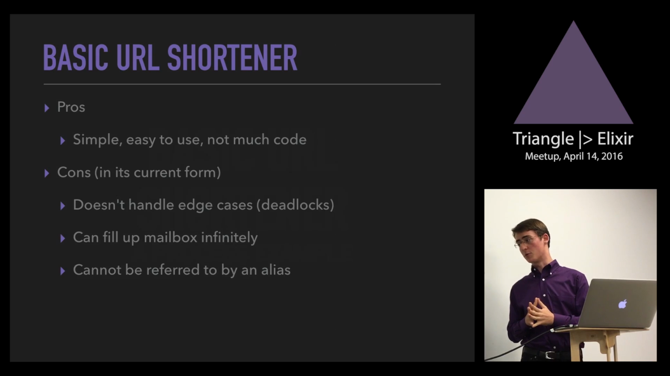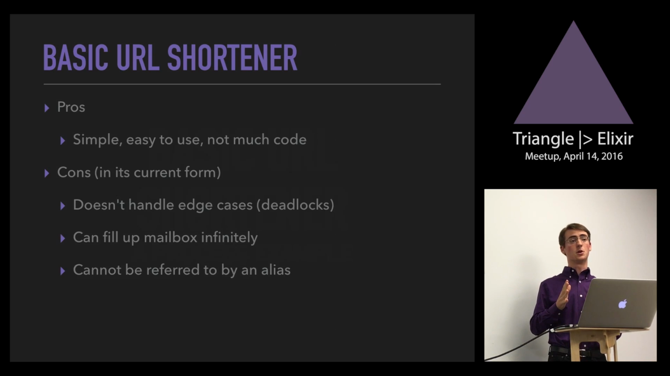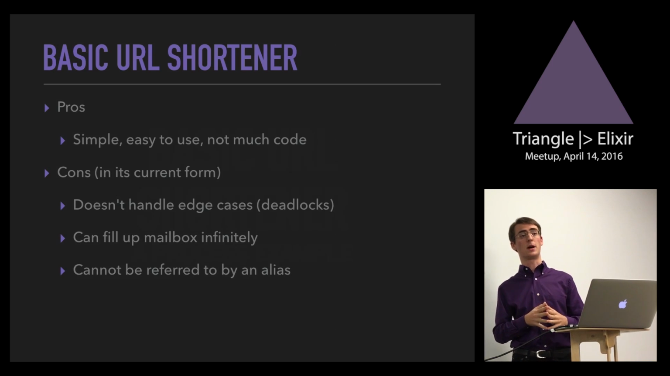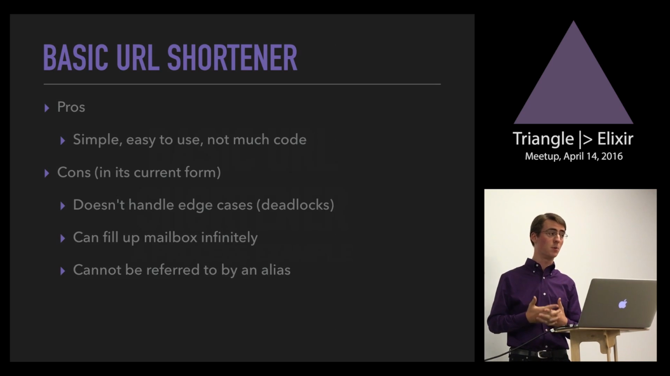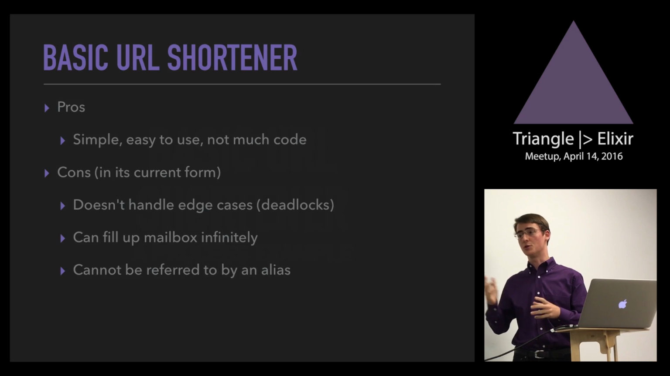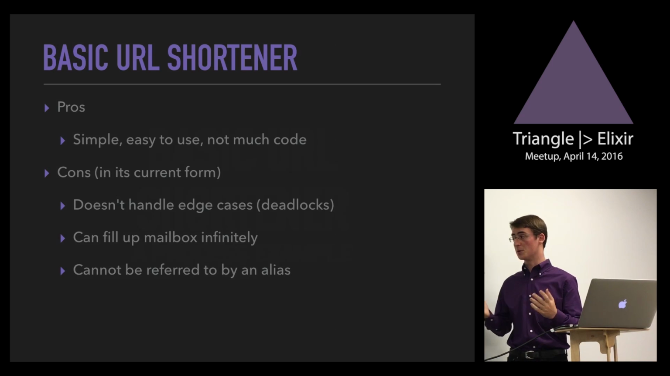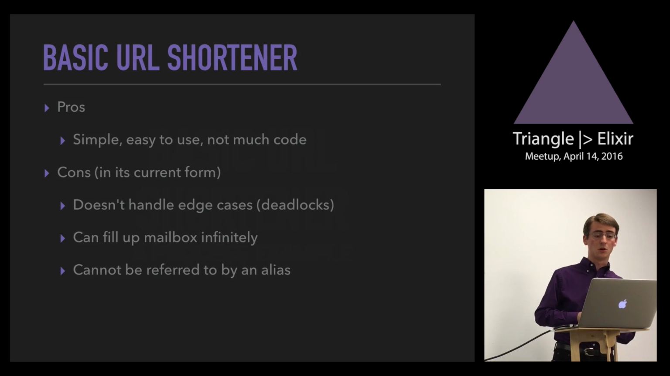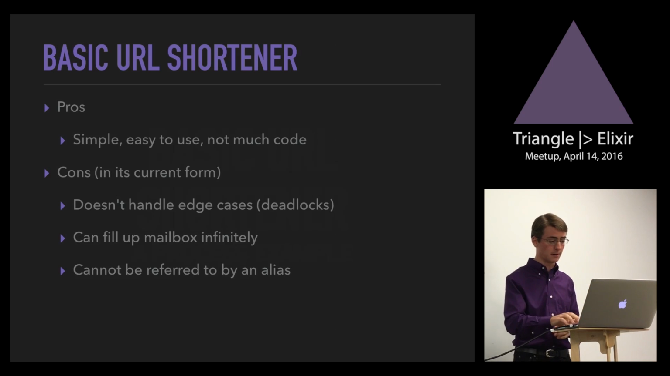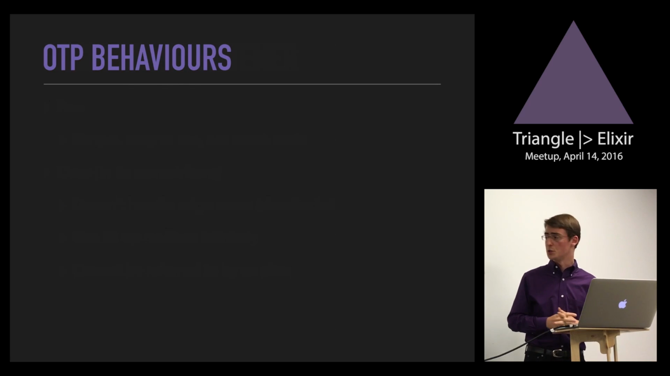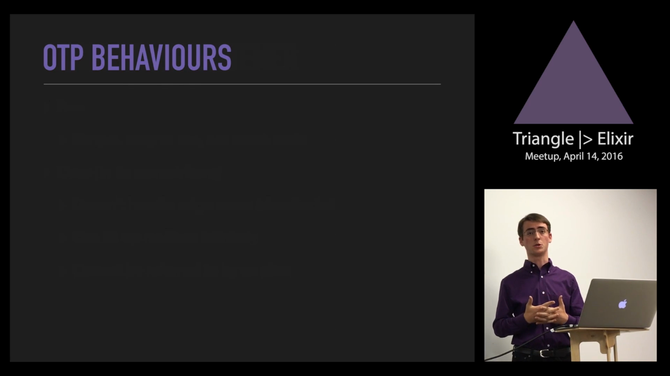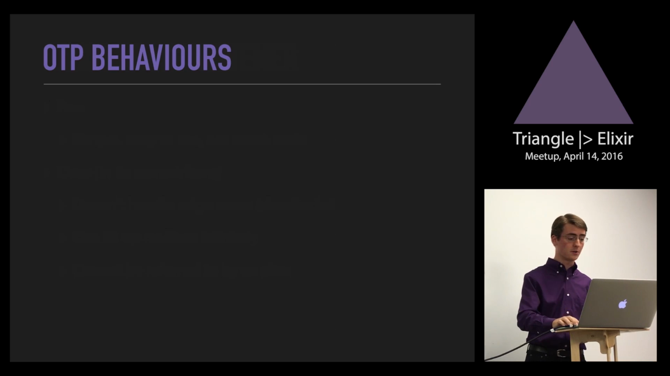Also, it cannot be referred to as an alias in its current state. So usually you have a process ID, pass that binding around, and you can use that, but you can actually refer to a process by an atom, usually the module name, which is an atom, or by some other reference to it. So we'll sort of refactor this as a next step. So to do that, we want to talk about GenServer and how it works to be able to refactor this.